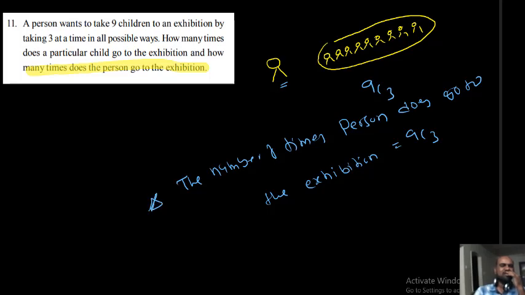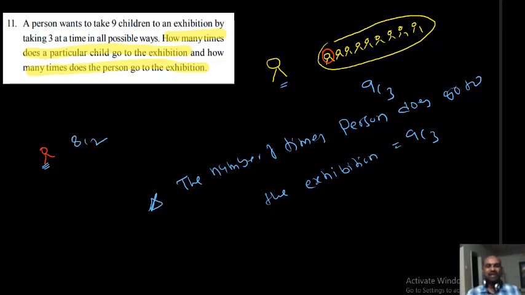So next, what is being asked? How many times does a particular child go to the exhibition? A particular child. Who is that particular child? It is not mentioned. Assume that this is the particular child. This particular child should always go. This particular child is separated. He can take only 3 persons at a time. Already this person is specified, so what you want is 2 from the remaining 8. How many ways can you select? 8C2 ways you can select.